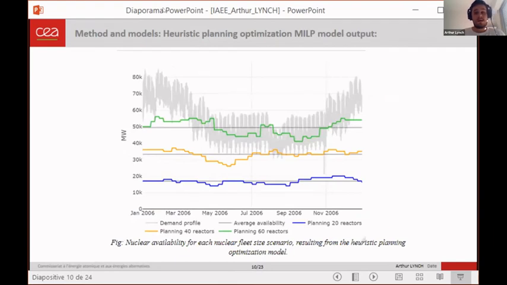We get the resulting planning, and we run our model with 3 different fleet size levels: one with 20 reactors, one with 40 reactors, and one with 60 reactors. And we can get 2 results from this graph. The first one is that our heuristic planning does replicate the dynamics of realistic nuclear planning optimization, with a higher nuclear availability during high demand periods and a lower nuclear availability during low demand periods.